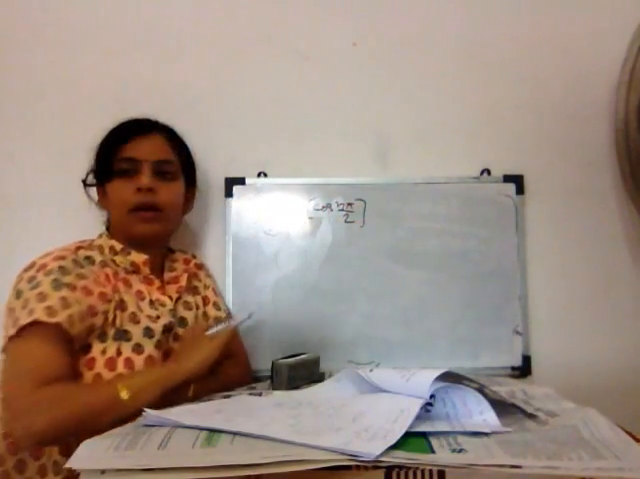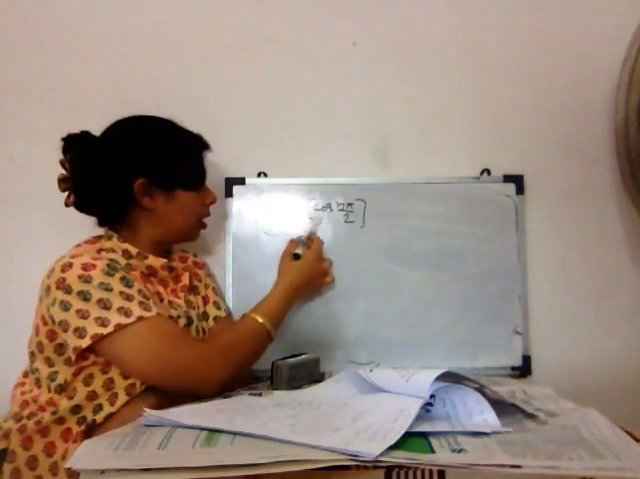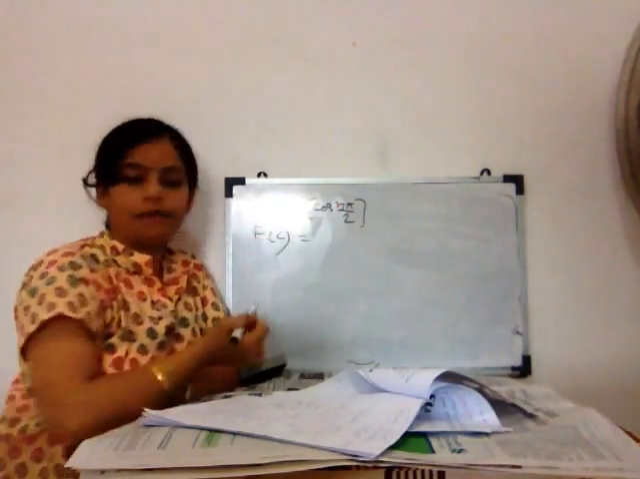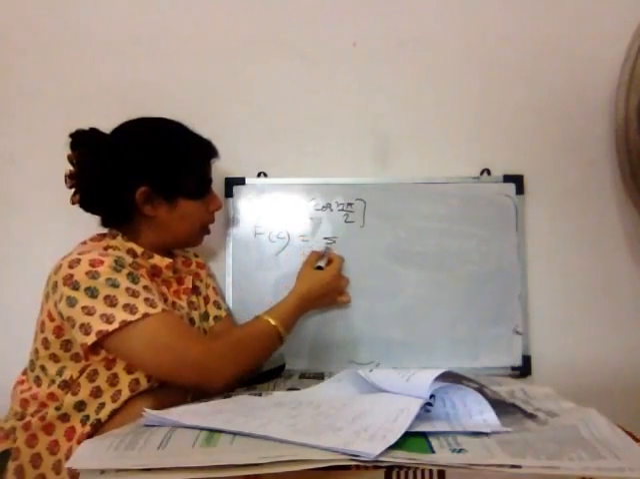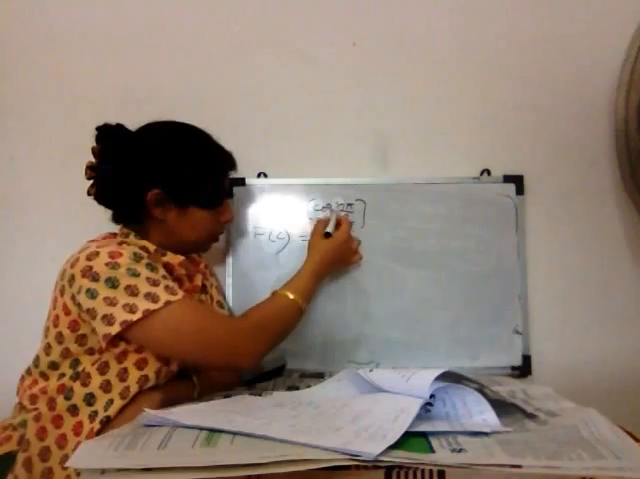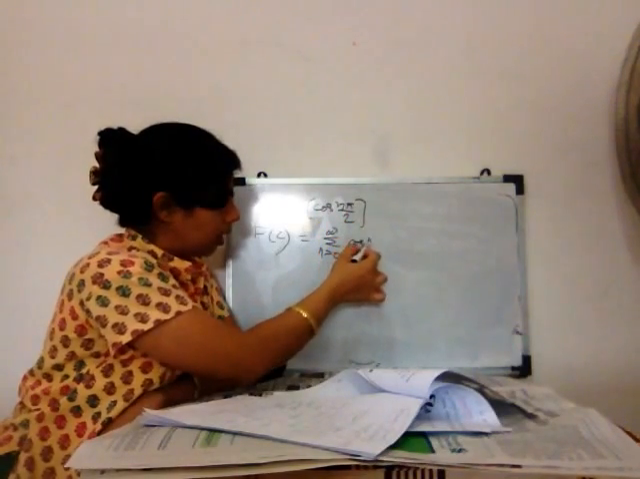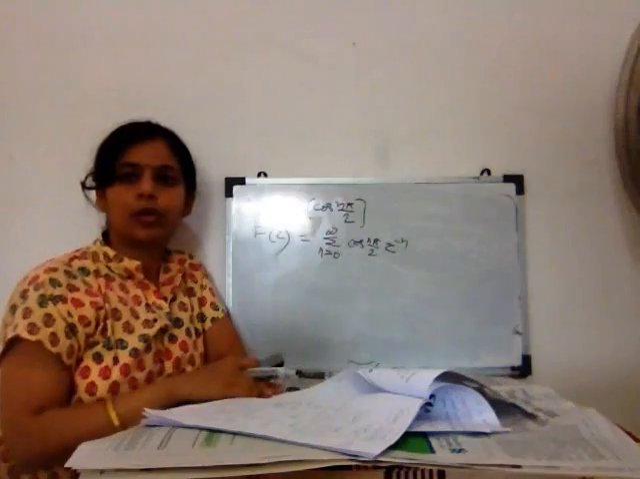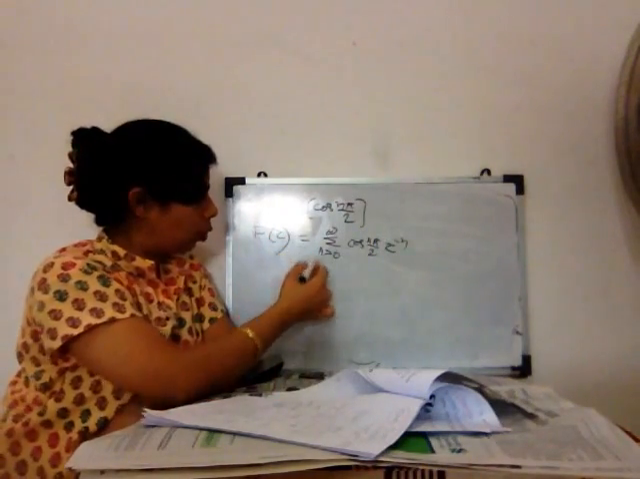Some more, if we have the z transform of cos n pi by 2. For this, we directly substitute in the series. What is our F(z)? F(z) is summation n going from 0 to infinity of cos n pi by 2 z to the power minus n. Substitute in the series, we can open it.